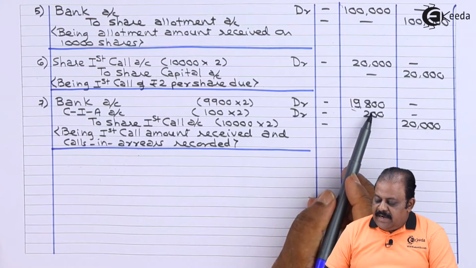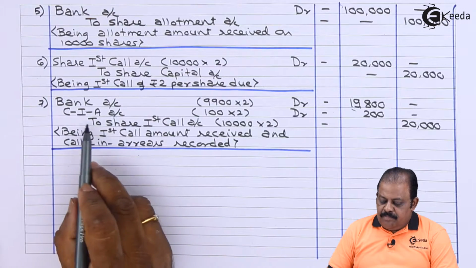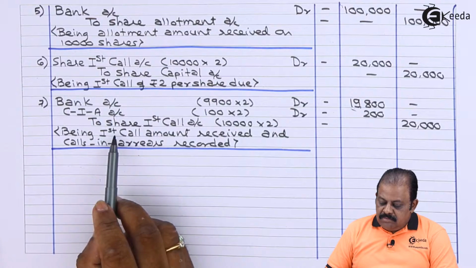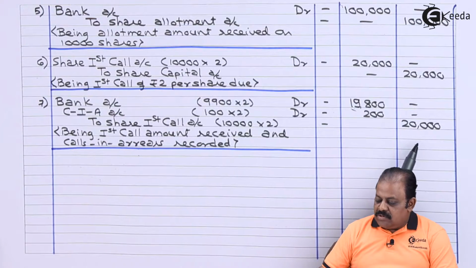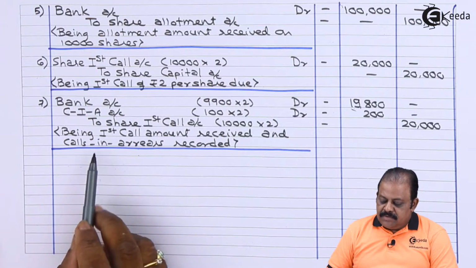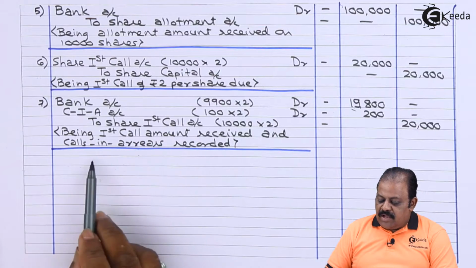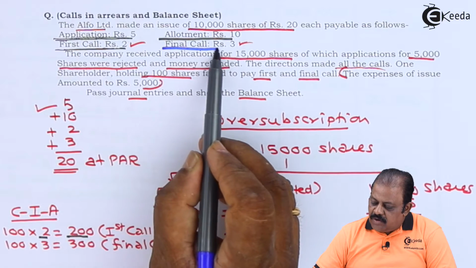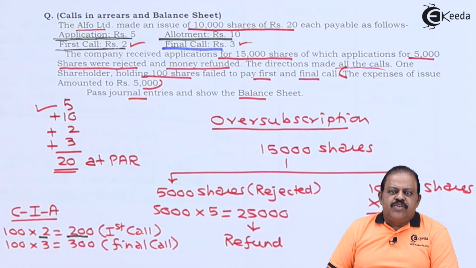Bank account debit 19,800. Calls in arrears account debit 200. To share first call account 20,000, being first call amount received and calls in arrears recorded. Here we have completed first call stage. Next stage is final call. On final call, rupees 3 per share is due.